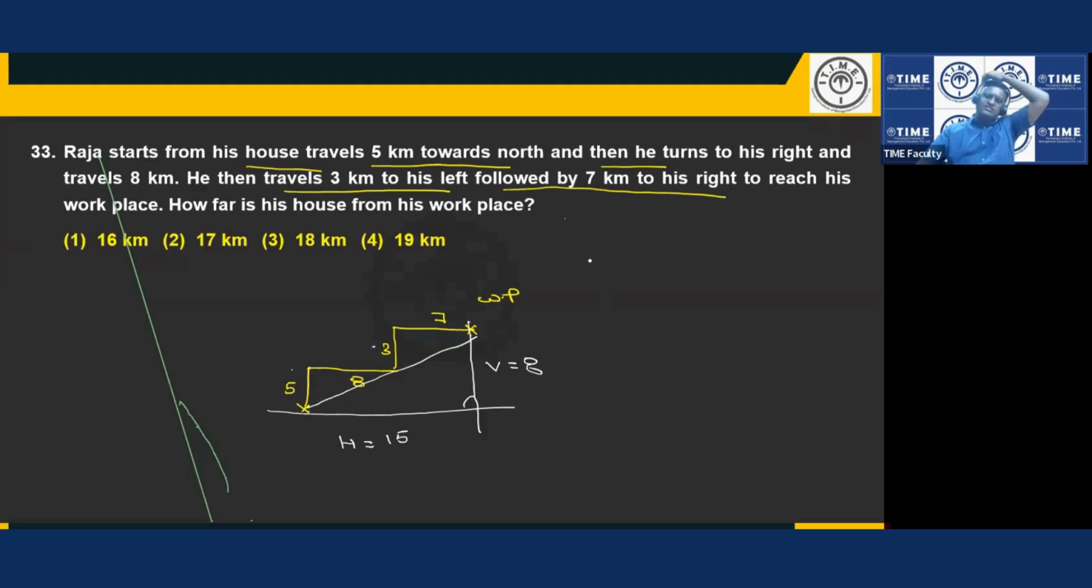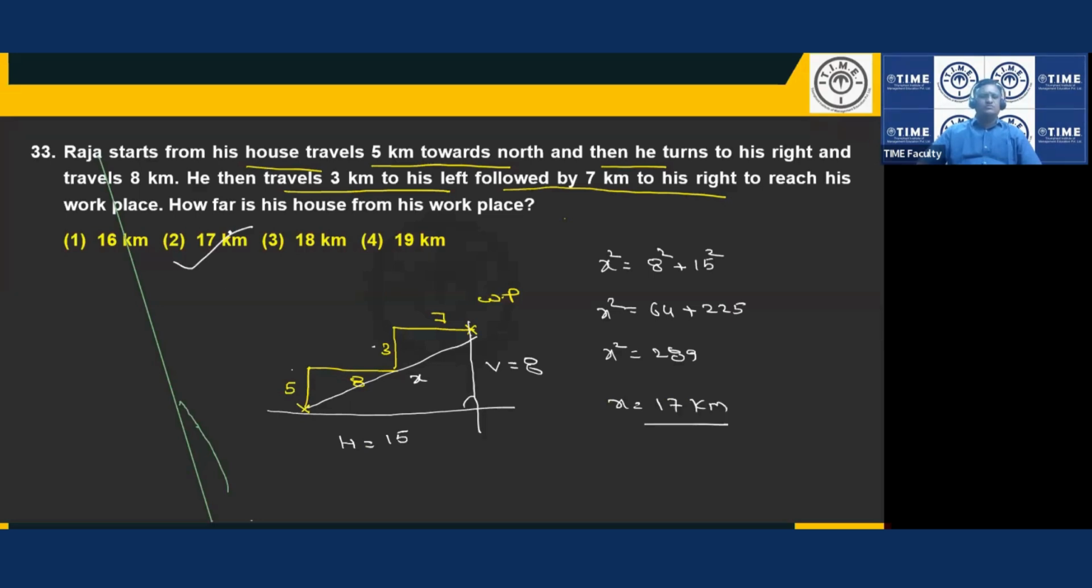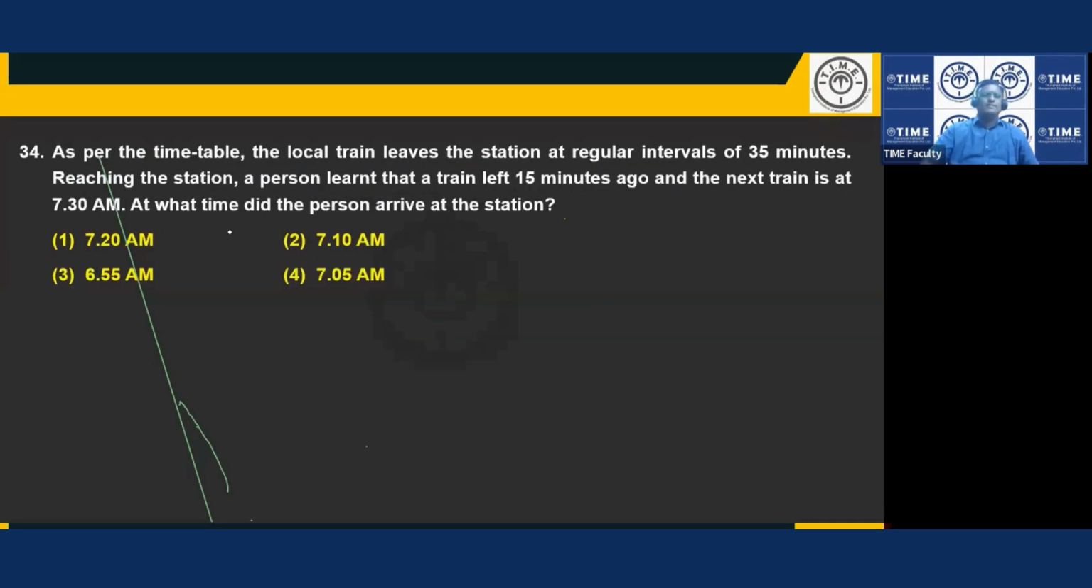So if the hypotenuse is x, then x square is the vertical square, 8 square, plus the horizontal square, 15 square. 8 square is 64 plus 225. Then x square is equal to 289. Then x is equal to 17 kilometers. Your option is 2. Next.